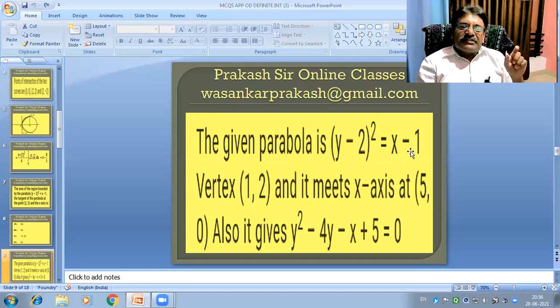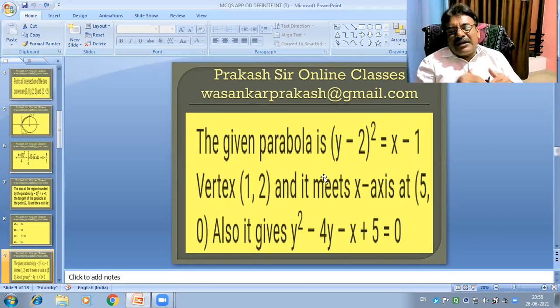This is the given equation of the parabola with vertex at (1, 2). And this parabola meets the x-axis at point (5, 0). That is, here we find the point of intersection of the parabola and the x-axis. On the x-axis, we put y = 0. Then (0 - 2)^2 = 4, so 4 = x - 1. Therefore x = 4 + 1, therefore x = 5. So the x coordinate is 5, and the y coordinate is 0 because the point lies on the x-axis.